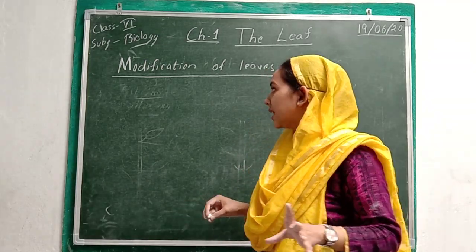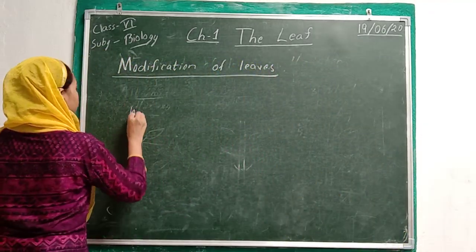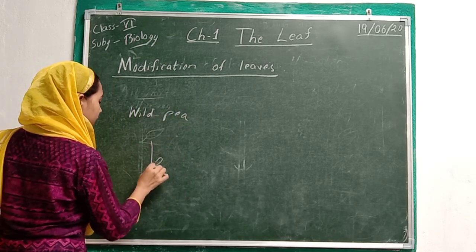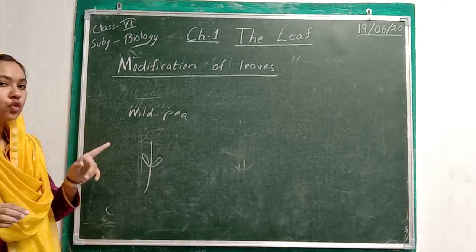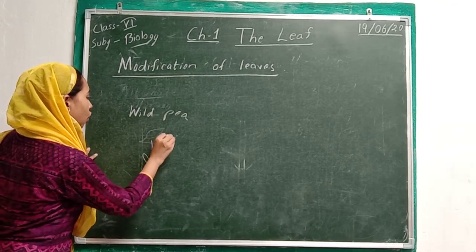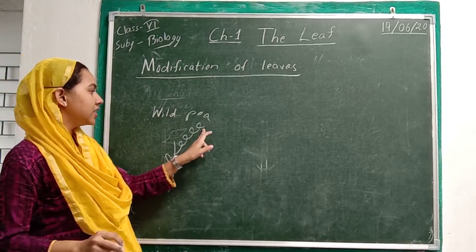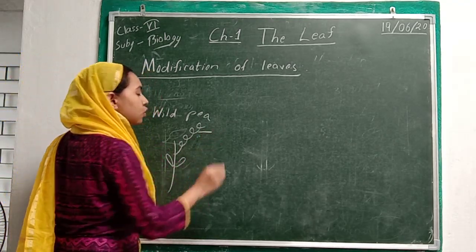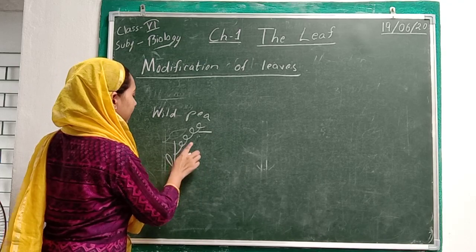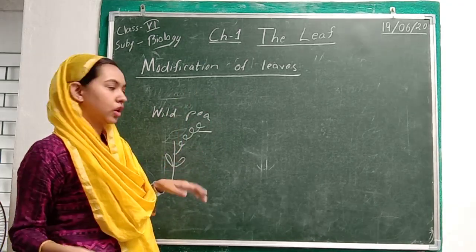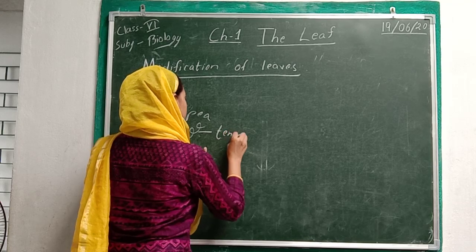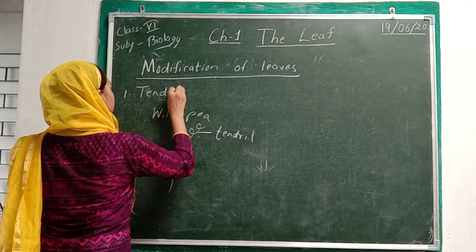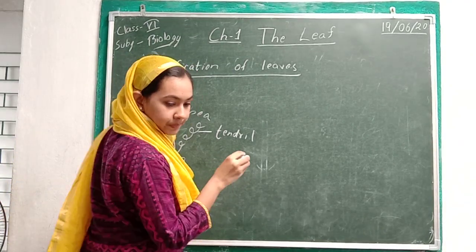If you take an example of a wild pea, we often see that leaves are there. Plus, you can see some thread-like structures which are coiled like this. They are very thin and green in color and coiled. What are these? These are also leaves, but they are modified in a way that forms a thin coil-like structure. This modification is known as the tendril. So the first modification of a leaf is the tendril leaf, or leaf tendrils.